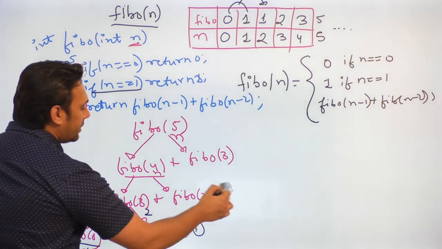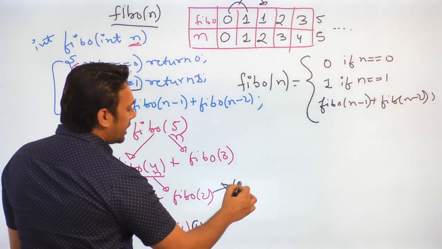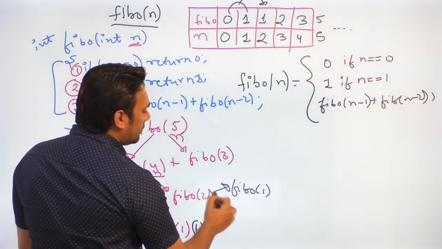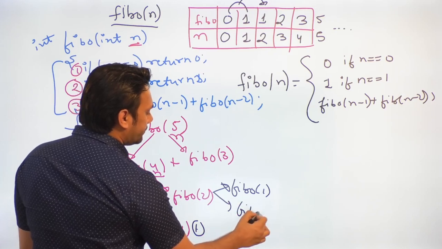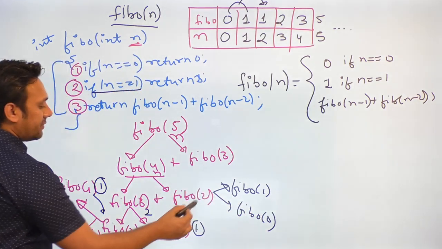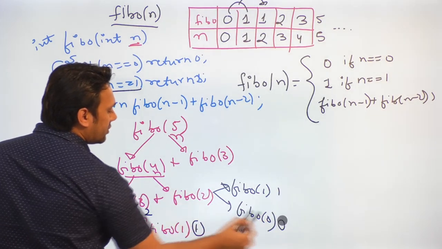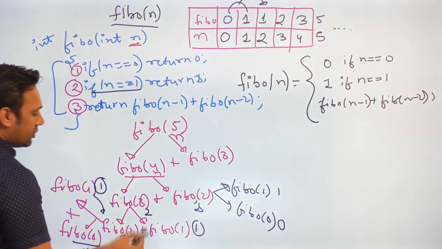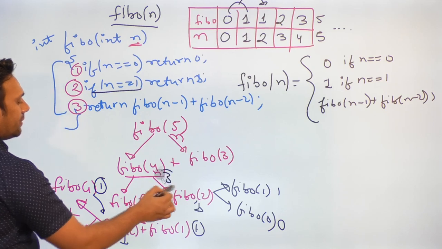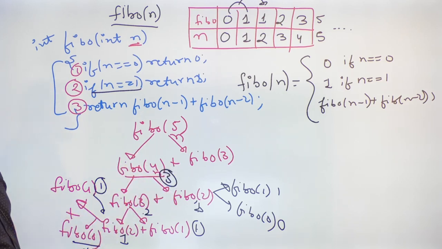Then Fibonacci of 2 will be calculated again. It will be Fibonacci of 1 plus Fibonacci of 0. Again here, Fibonacci of 1 is 1, Fibonacci of 0 is 0, so Fibonacci of 2 is 1. So 2 plus 1 is 3. So हमें पता चला कि Fibonacci of 4 की value कितनी है यहाँ पर? 3. The Fibonacci of 4 is 3.